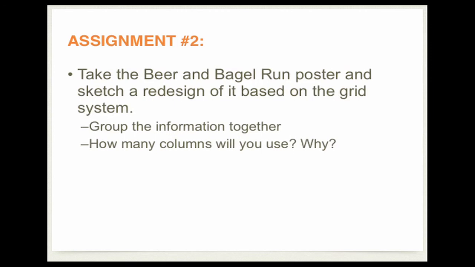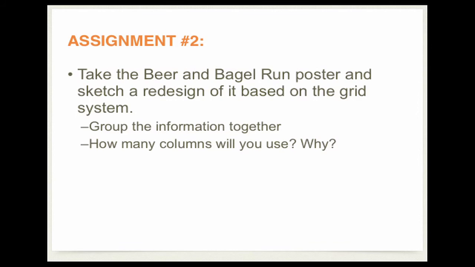Once you've done that, what I want you to do is go back and take that beer and bagel run poster that we looked at earlier, and on a sheet of paper, physically sketch out a redesign of it based on the grid system. So what you need to do is further group information together and decide how many columns you're going to use. Do you think the information merits a 3-column layout, or are you going to stick with the 2-column? But then maybe you're going to design it more vertically than horizontally. You get to choose.